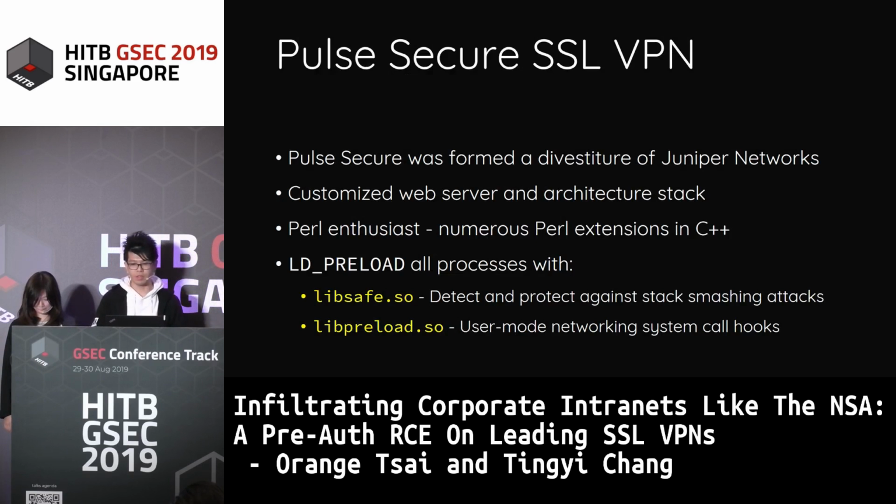The next case we talk about is PearlSecure. PearlSecure is the market leader of SSL VPN and was formerly a divestiture of Juniper Networks. They are Perl lovers and built the whole architecture stack from scratch. The architecture is old, but stable and secure. And it's worth mentioning that PearlSecure hooks all the processes by LD_PRELOAD for monitoring and security considerations. We will discuss this later.